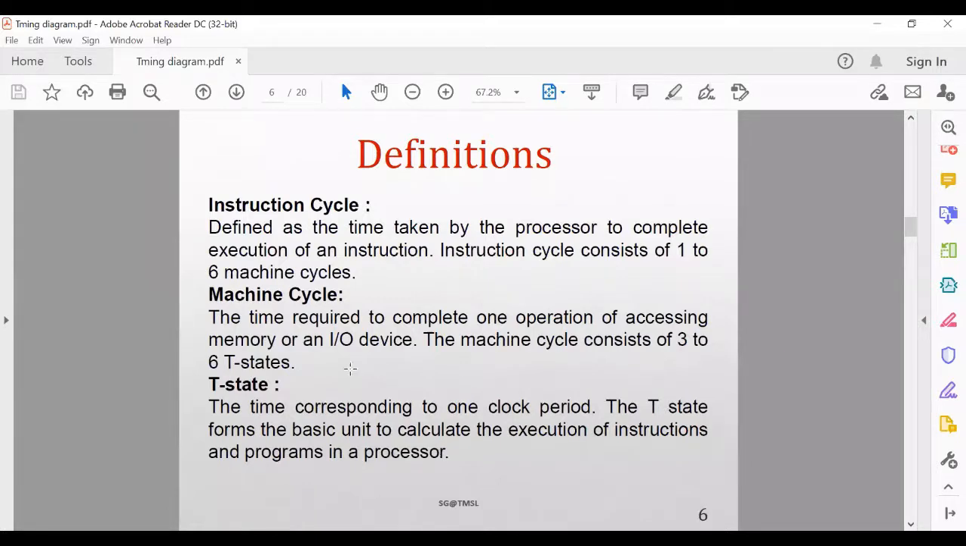Okay, now T state. Next, what is the T state? It is the time corresponding to one clock period. Okay, and the T state is the basic unit to calculate the execution of any instructions and programs in a processor. Okay, so these are the definitions you need to know.